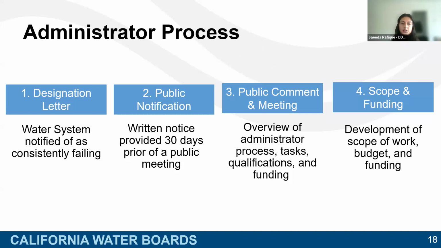Step four is scoping and funding. This is where the state board develops a plan for the water system, including scope of work, budget, and funding for the administrator's salary.